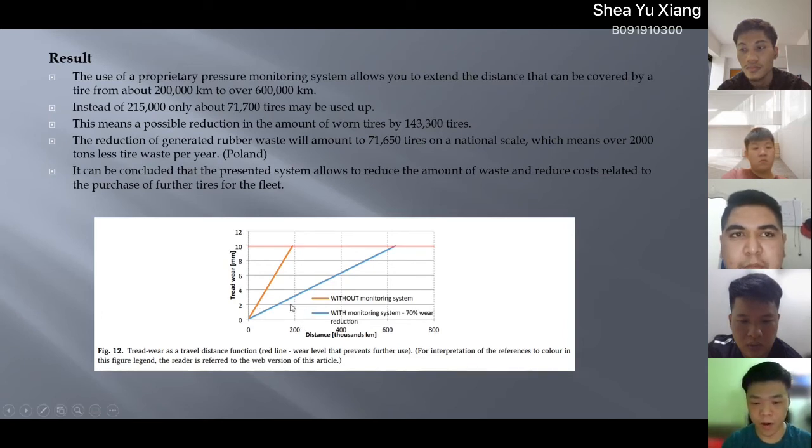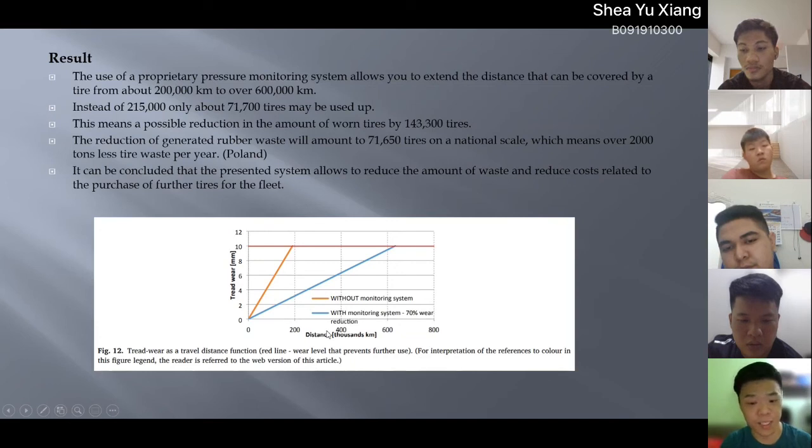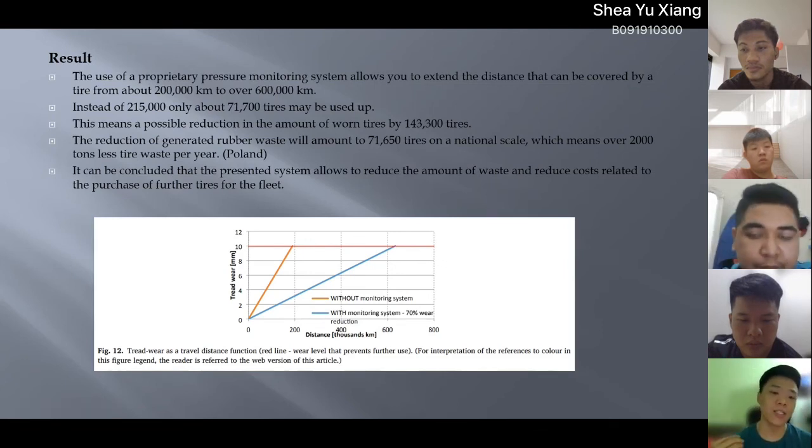So for the orange color, it is without a monitoring system. It can only travel 200,000 kilometers. And if the vehicle is with monitoring system, it has 70% of wear reduction. So it can travel 600,000 kilometers. So this also means that instead of 215,000 tires, only about 71,700 tires may be used up.